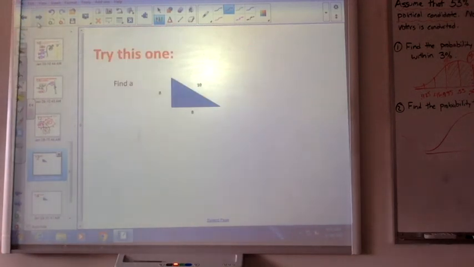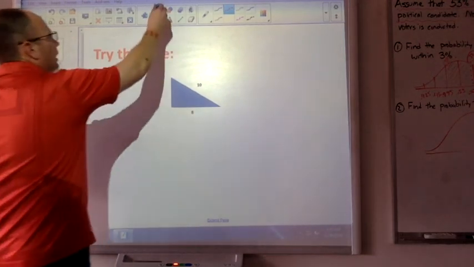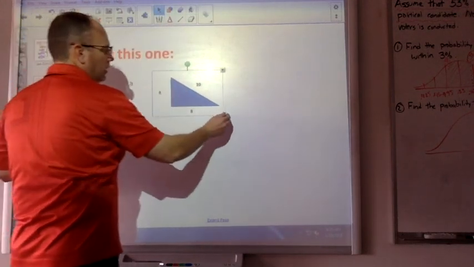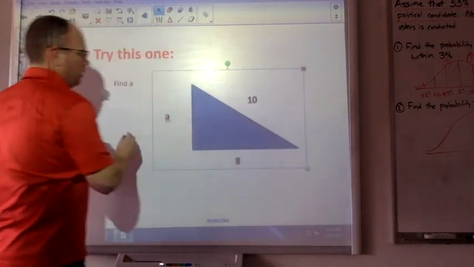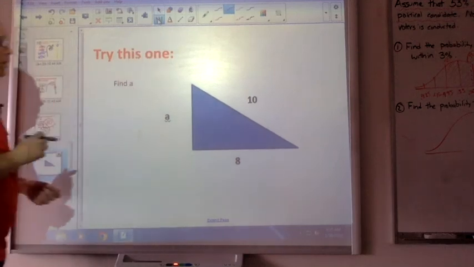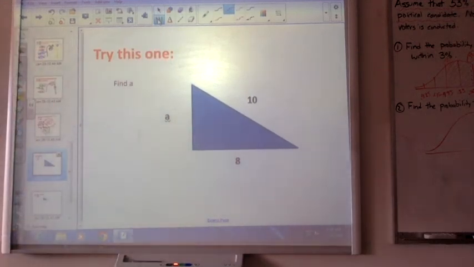So let's talk about how the Pythagorean theorem would work. Looking up here, I will enlarge mine a little bit. There we go. I have A as a side, so that's unknown. I have 8 as a side. We know how long that side is. And I have 10 as a side.